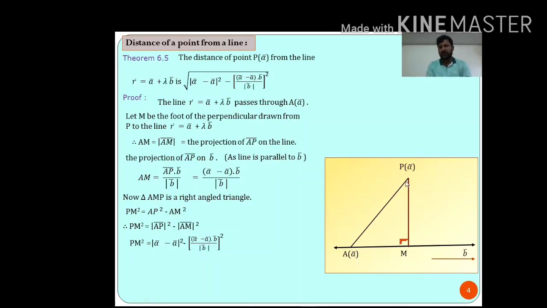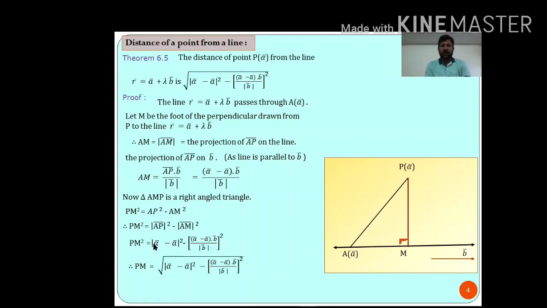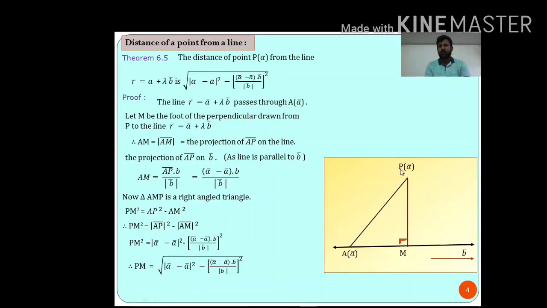We have to find the length of PM, so taking the square root on both sides. Hence, the length of PM is the square root of magnitude of alpha bar minus A bar squared minus bracket alpha bar minus A bar dot B bar upon magnitude of B bar, whole bracket squared. This is the formula for the length of the perpendicular from point P of alpha bar on line L.